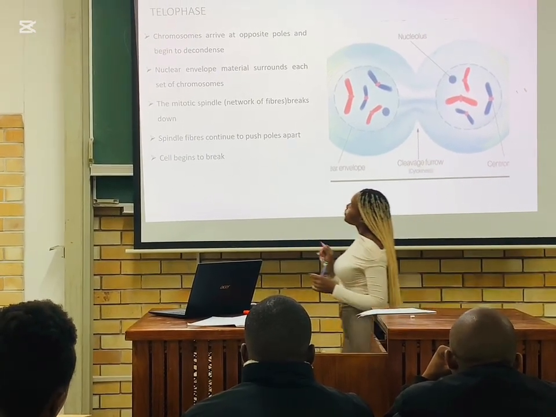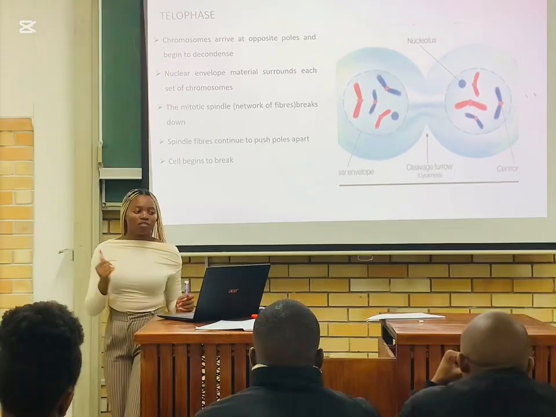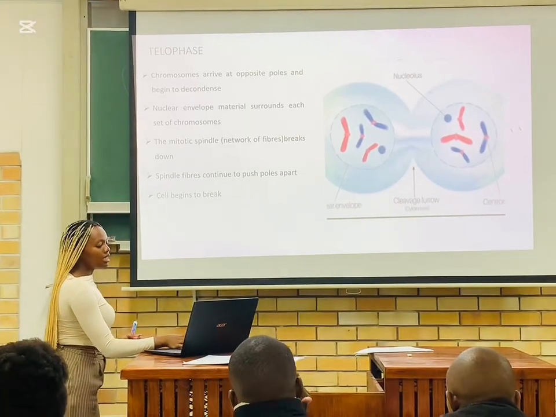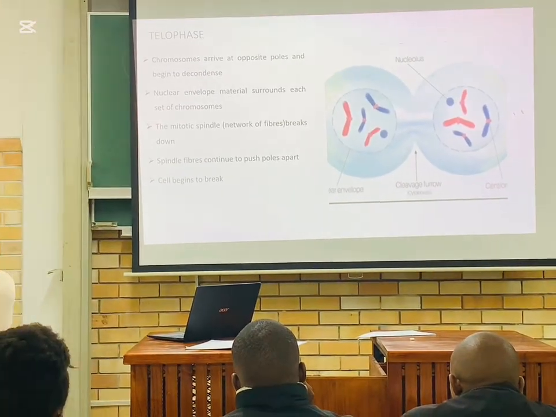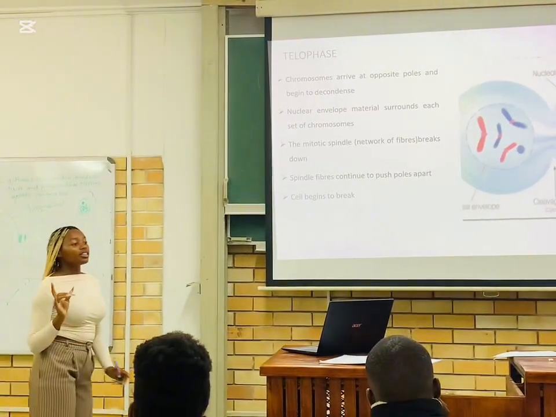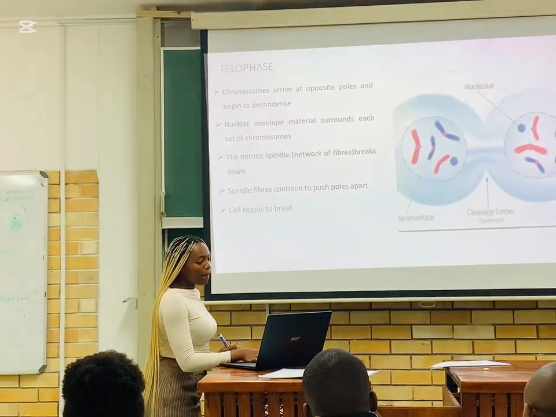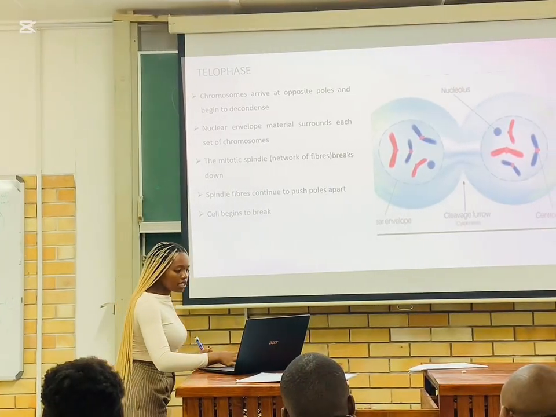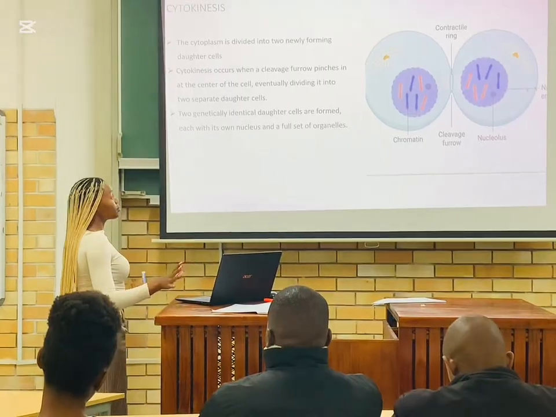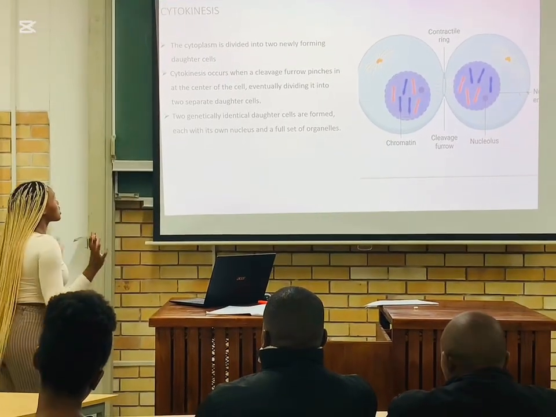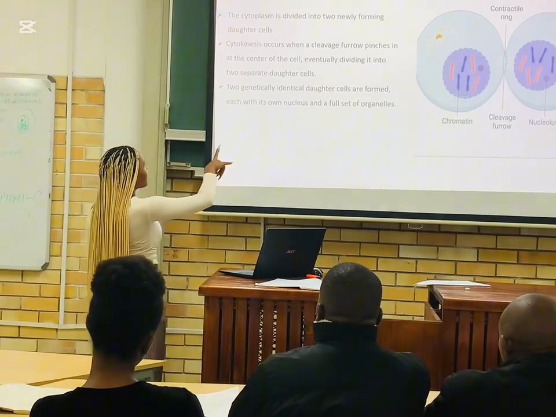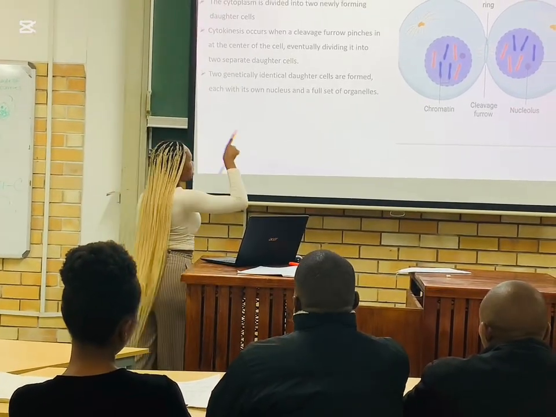Now, I said that this is the last stage of mitosis, right? But we have a stage which is known as cytokinesis. I said that cytokinesis is the final stage of the cell cycle. Now, moving on to cytokinesis. So cytokinesis is the last stage of the cell cycle, right? So what happens is that the cytoplasm is divided into two newly forming daughter cells.